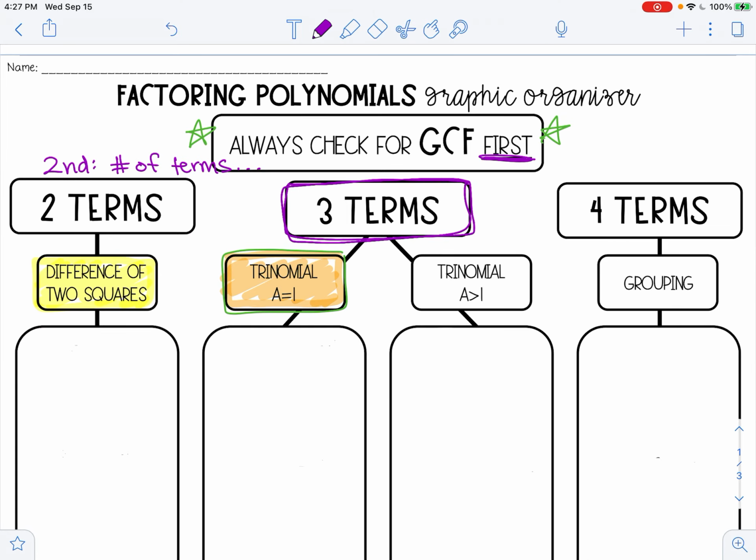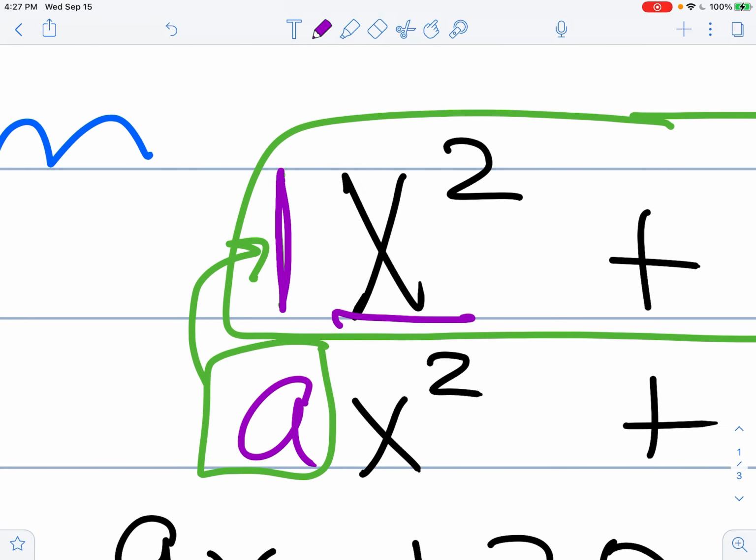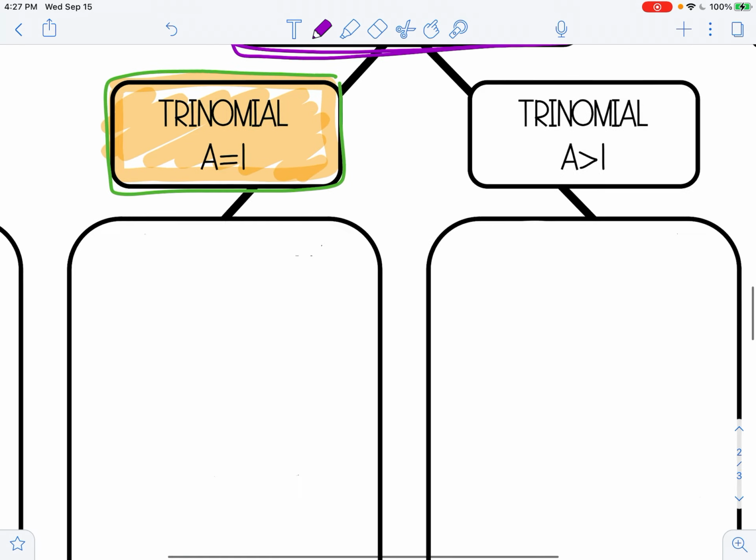The second thing we're going to look at is, what's the value of a? Well, in this case, the value of a is 1. So we're going to look over here. This is the case when our a value is 1, so we're going to learn how to factor a trinomial where a is 1. This is what I call x factor.